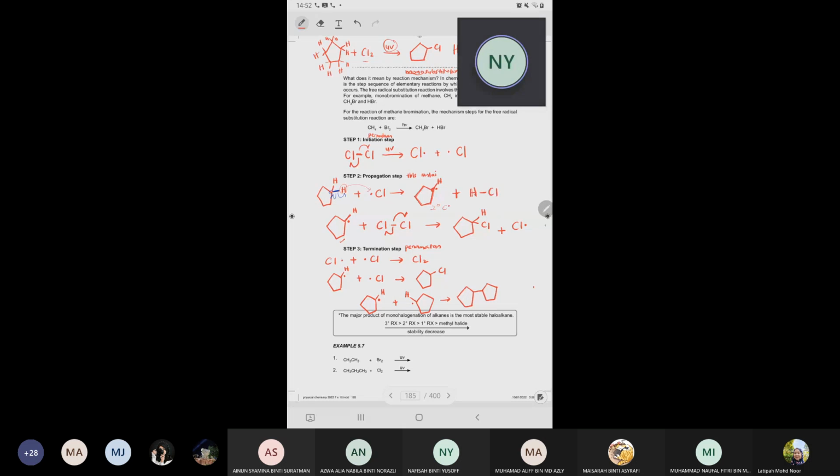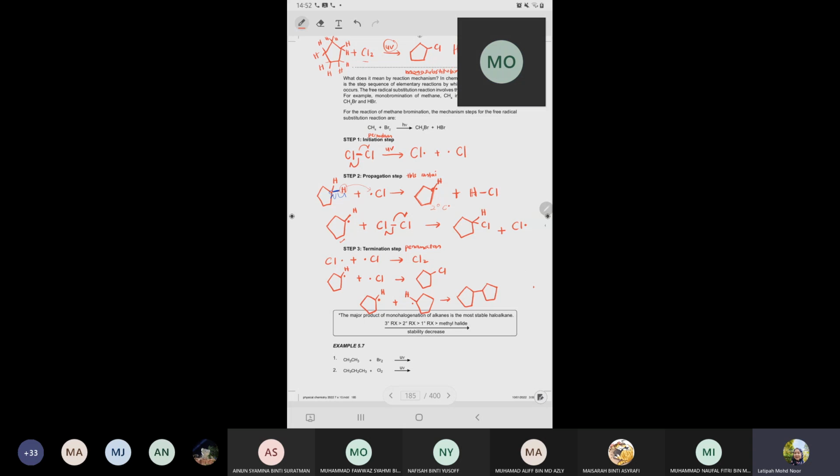Ni, madam. Madam ulang balik madam. Yang mana satu sayang? Yang bawah sekali tu. Bawah sekali. Yang the last equation sahaja ke termination step semua sekali? Termination step semua sekali. Termination step.